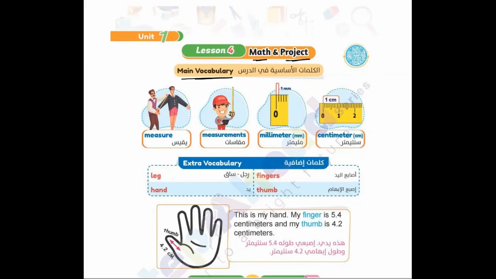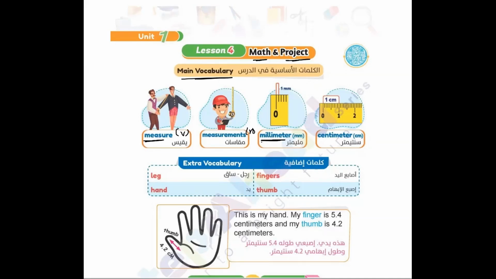What here? Let's check. Measure. Measure is a verb. يقيس. Measurements. مقاسات. This is the noun of the word. Measurements. المقاسات. Millimeter. Here, I started to speak about units. Units to help me to measure. The first unit is millimeter.